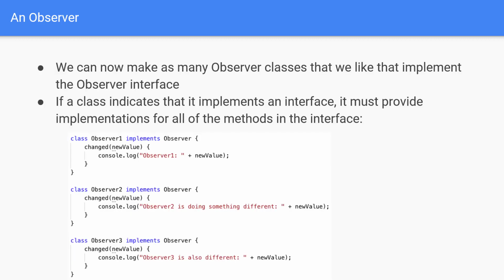We can now make as many observer classes as we like that implement the observer interface. If a class indicates that it implements an interface, it must provide implementations for all of the methods in the interface. In this case, each observer must implement the changed method. The actual implementation of the changed method can be different for each observer.